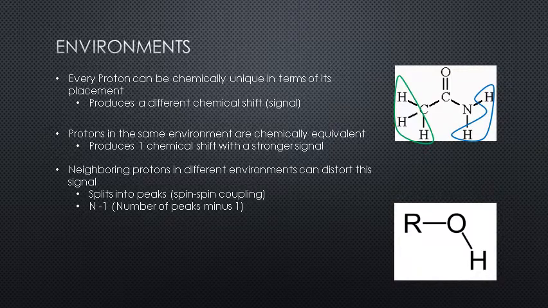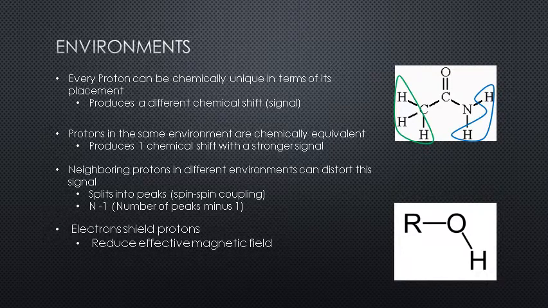Now, neighboring protons, however, can distort this field, because remember, protons not only produce their own field, but they can be influenced by outside fields. So if they're nearby, they can split your peaks, and this is called spin-spin coupling. What that's going to tell you, with the number of peaks minus 1, or N-1 rule, is how many hydrogens are neighboring your environment group. Not neighboring each other, just how many are neighboring that entire environment.